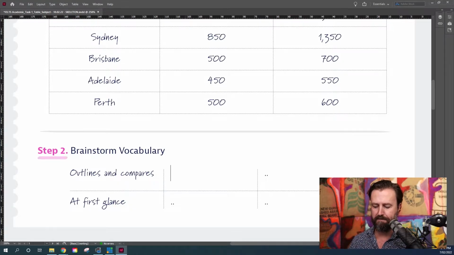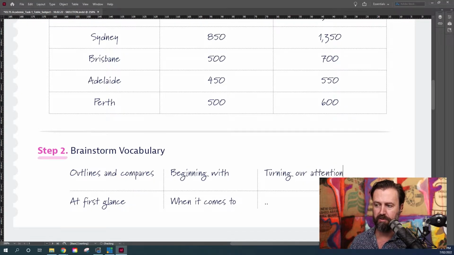Okay, the next piece of discourse we're going to use is beginning with. So this is when we introduce, let's say, one of the cities for the first time. After that, we could use when it comes to. This is also when we're talking about something unique that we haven't introduced before. The next piece of vocab is turning our attention to something. Again, this is when we're changing subject matter, we're changing direction. And the last one, which I really quite like, is as far as X is concerned. Now, in this case, X is going to be a subject. For example, as far as Melbourne is concerned, or as far as Adelaide is concerned.